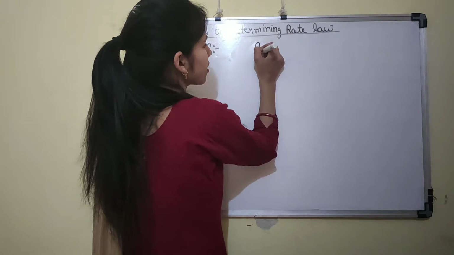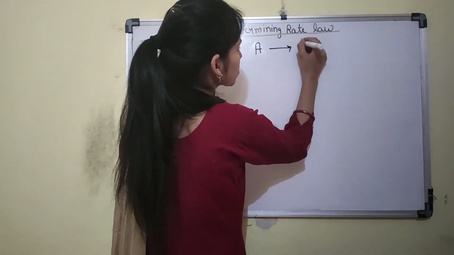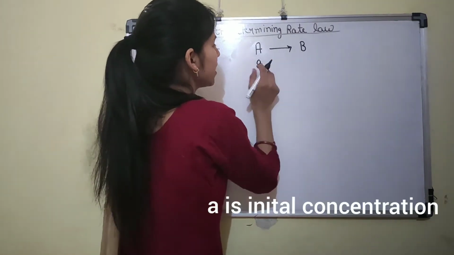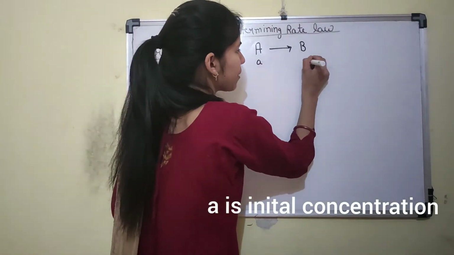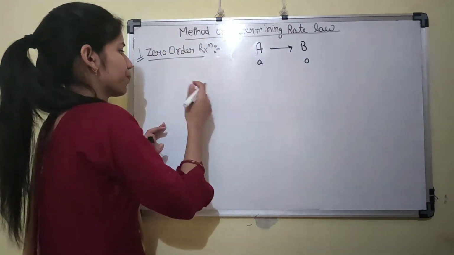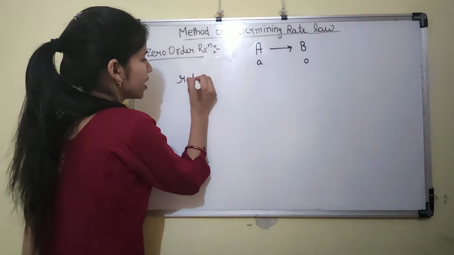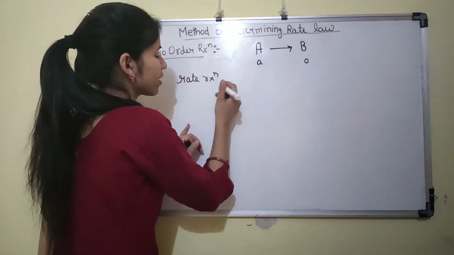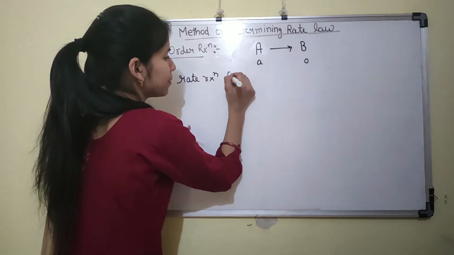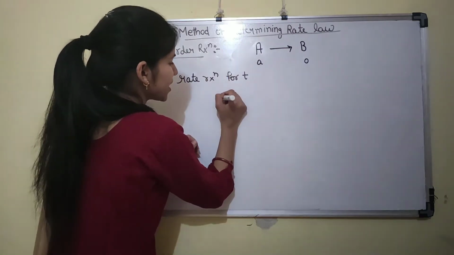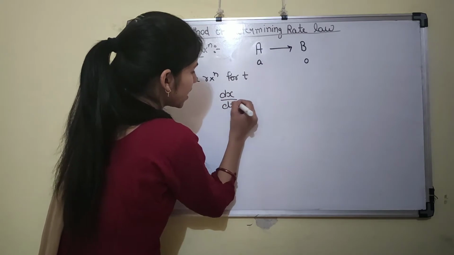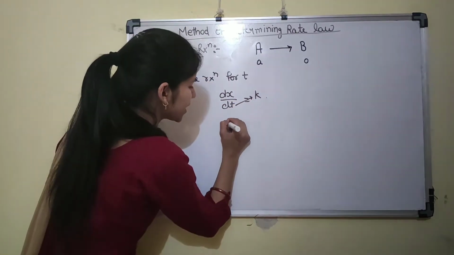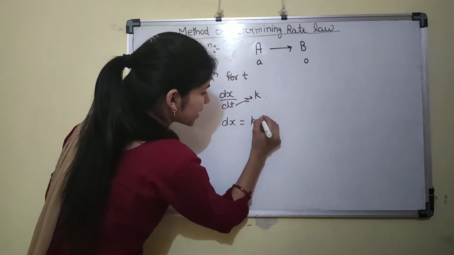So this is a reactant and this goes to product. Initially they have a rate of reaction, and there is a zero. So rate of a reaction, or rate of velocity, for time t can be written as dx by dt is equal to k. So dx is equal to k dt.